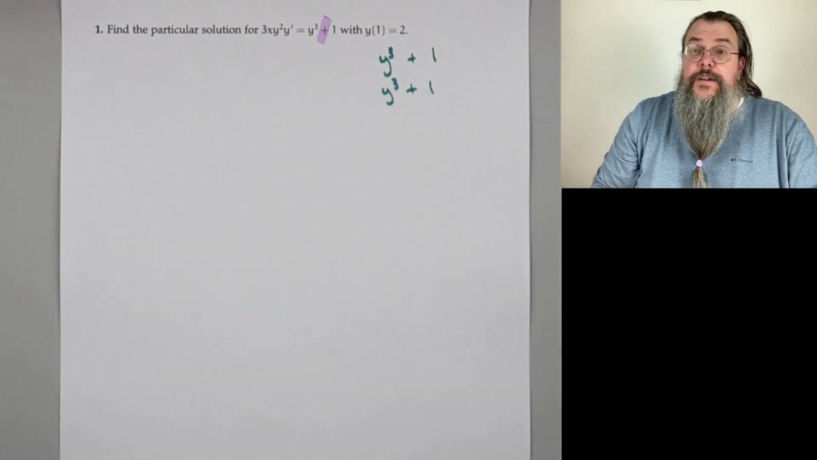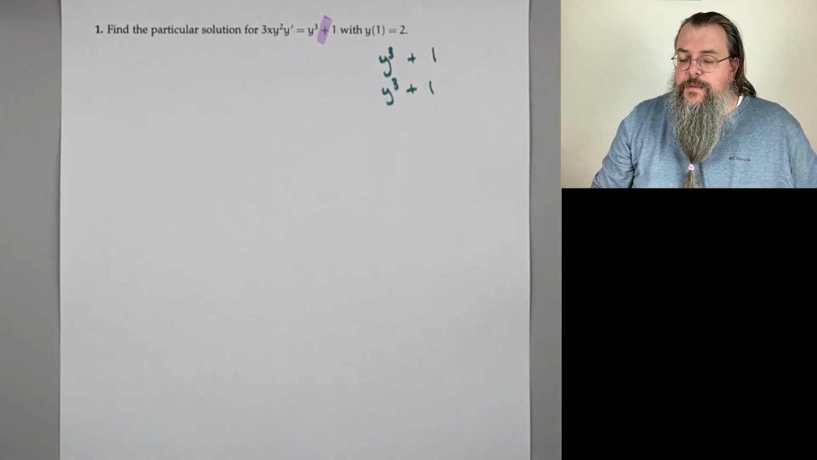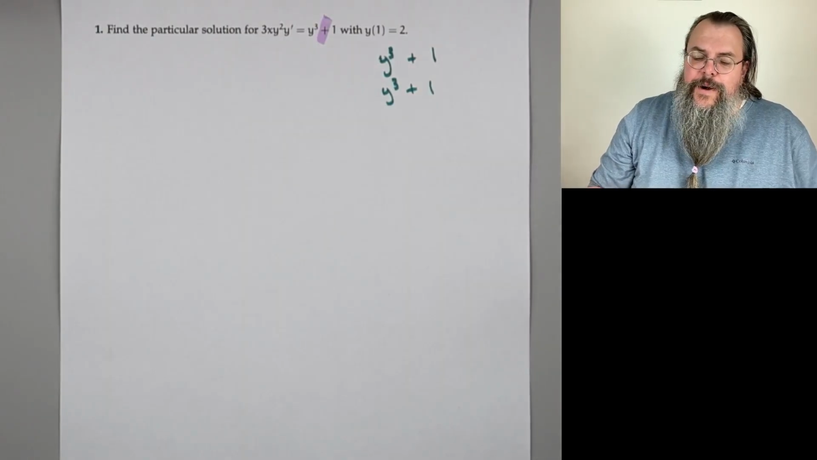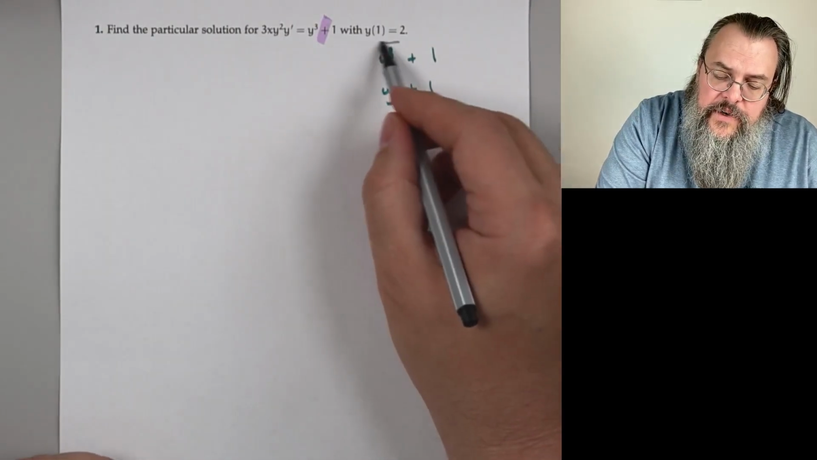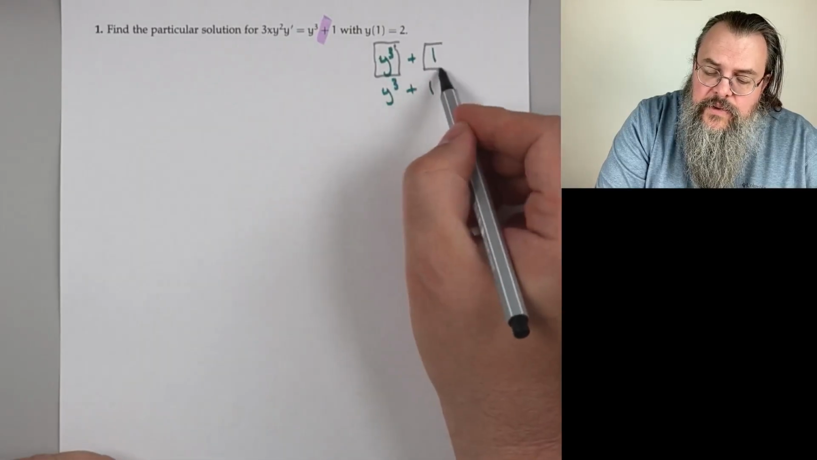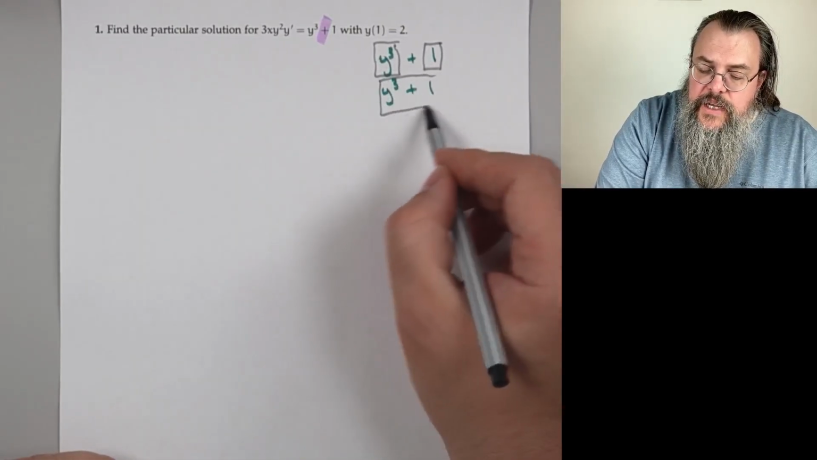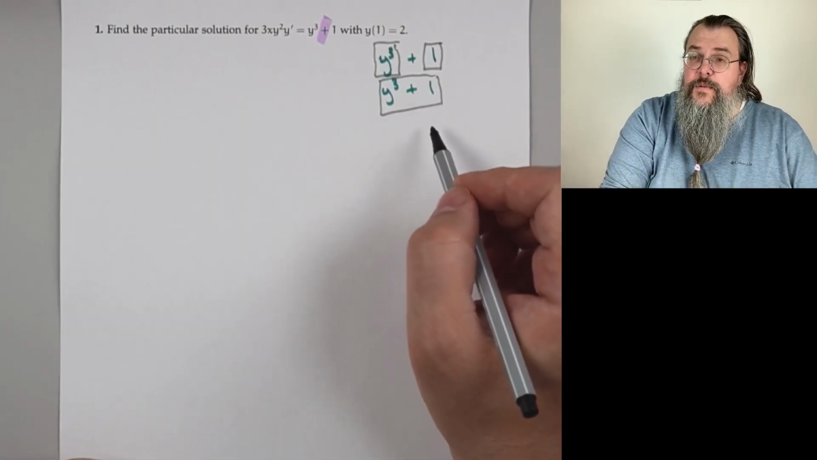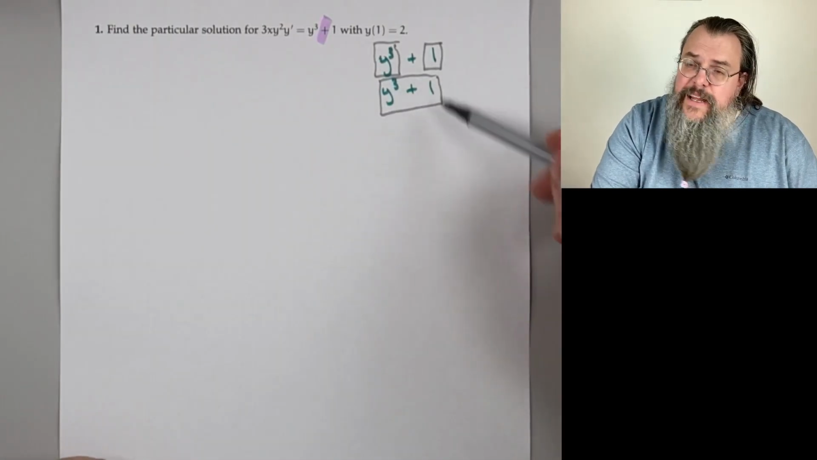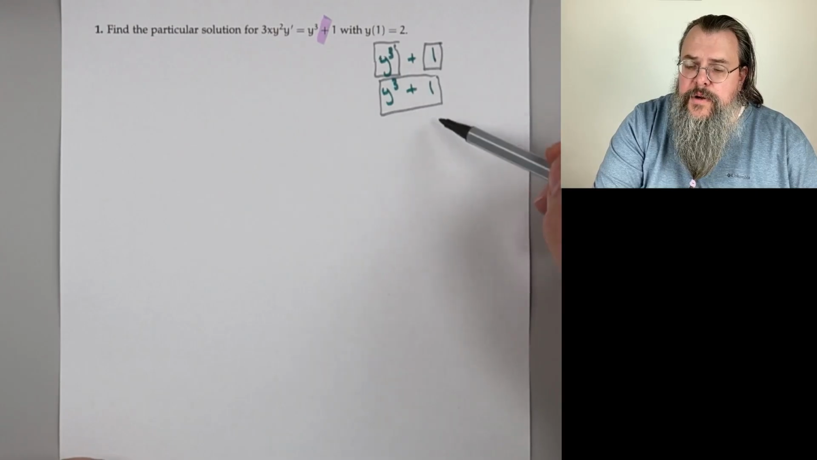And I know what you're thinking. I just said the same thing twice, so what do you mean? Well, am I thinking of these as 2 different objects, y cubed and 1, or as a single object, y cubed plus 1? And depending upon how you think of it, you might take a different approach.